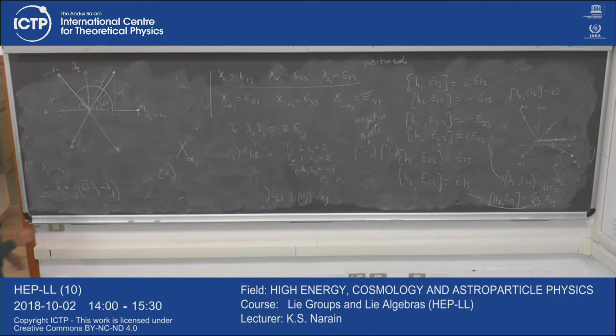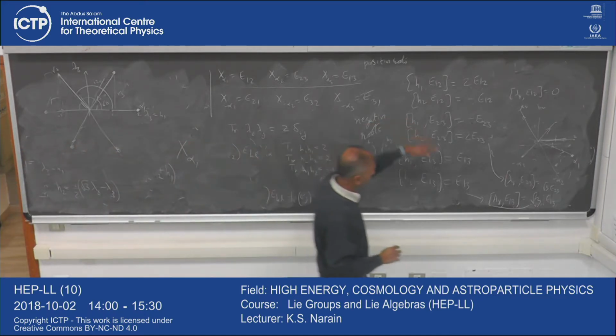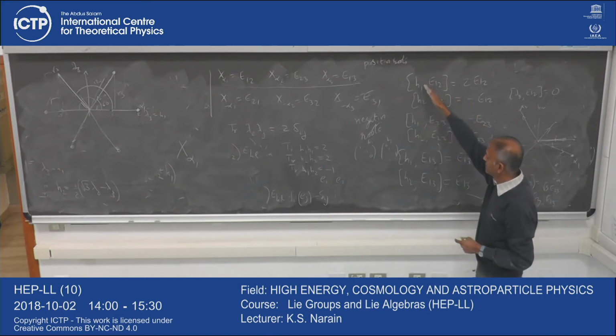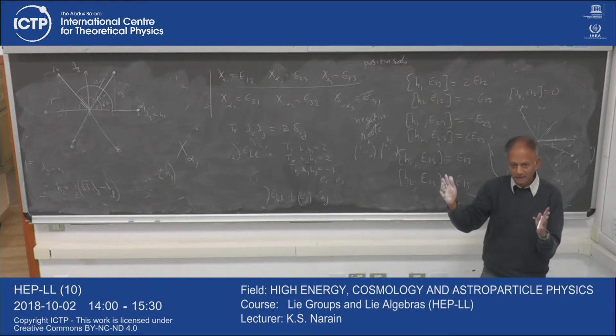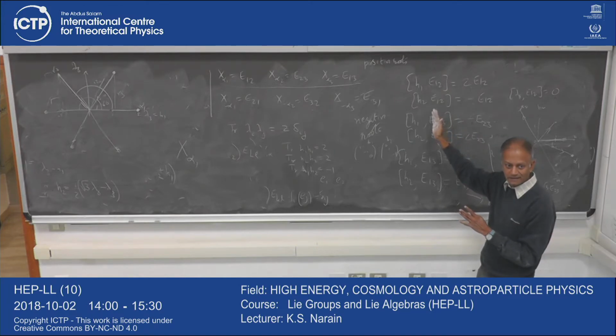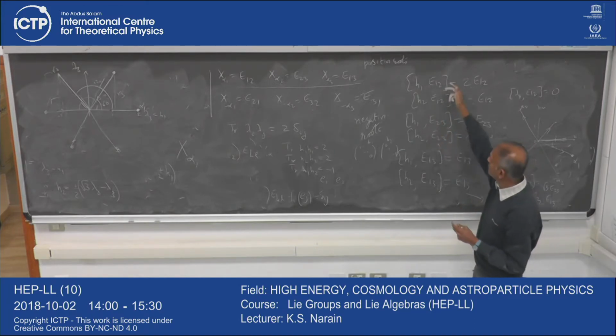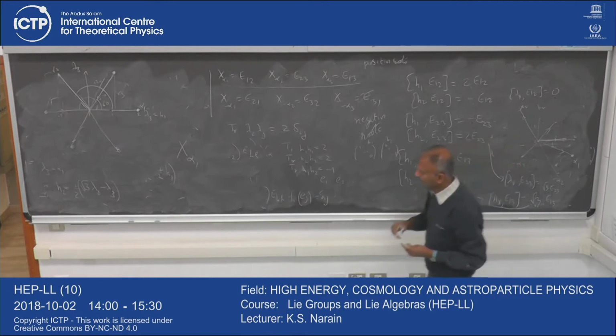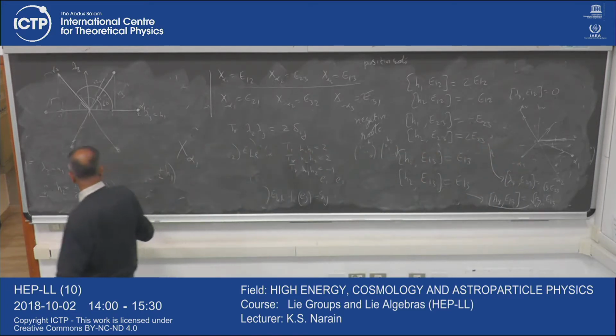Okay, now what have we done so far here? We have taken all these off-diagonal guys, and they are eigenstates of this. So we know the commutation relations of Cartan with Cartan, and also Cartan with everything else. But we still have to work out the commutation relations between these guys. That we haven't worked out yet. Okay, so let's try to do that.